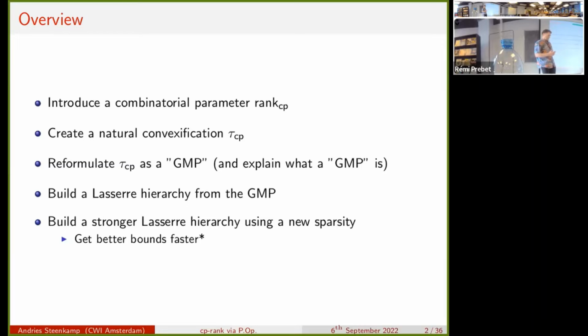This tau CP will have a nice property that we can reformulate it as a GMP, generalized moment problem. I will explain what a GMP is when the time is appropriate. Having built a GMP, we'll then attack it using the standard Lasserre hierarchy. There'll be some techniques we'll show in between. And then we'll also see that if we have sparsity in the matrix, we can build an even stronger hierarchy, an equivalent GMP. So that is what's on the menu for today.